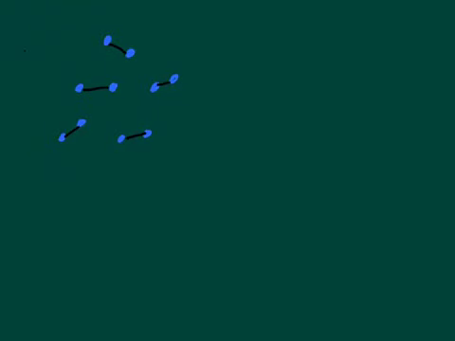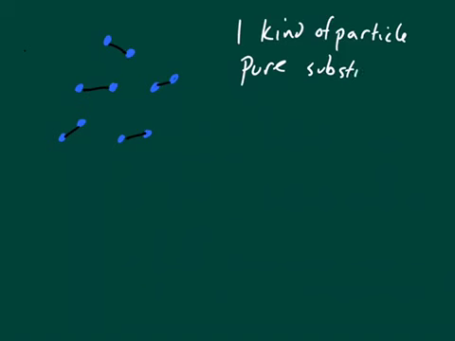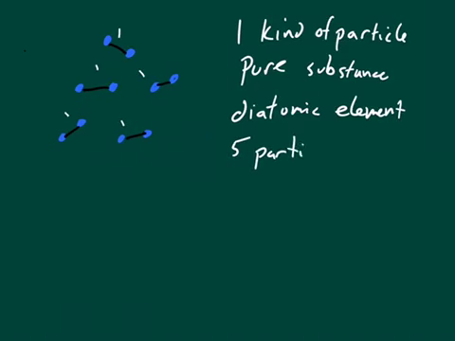here they're all the same. So we have one kind of particle, and again, they're all the same. So this would be a pure substance. It would be a diatomic element. We would have 1, 2, 3, 4, 5 particles. Again, only one kind of particle. And again, this would be something like nitrogen, which is diatomic.